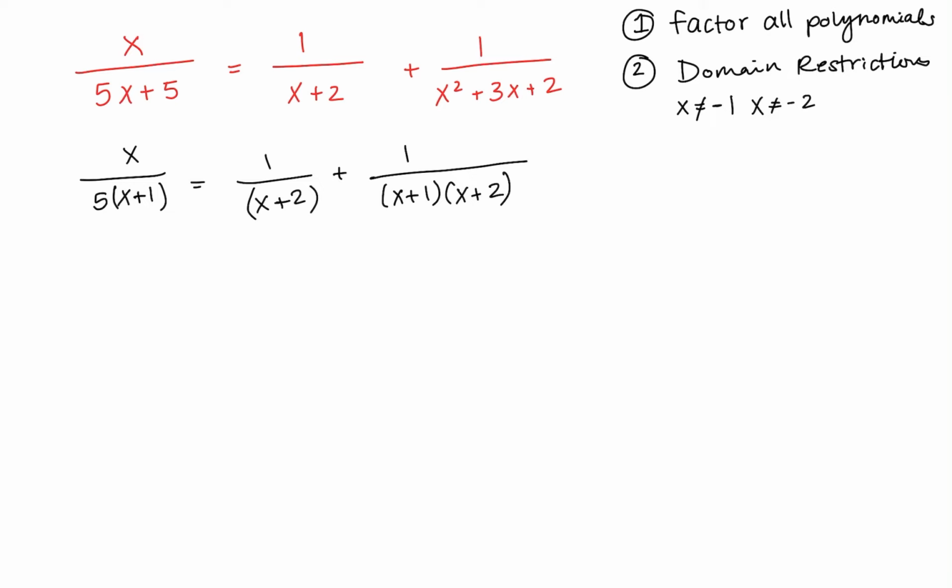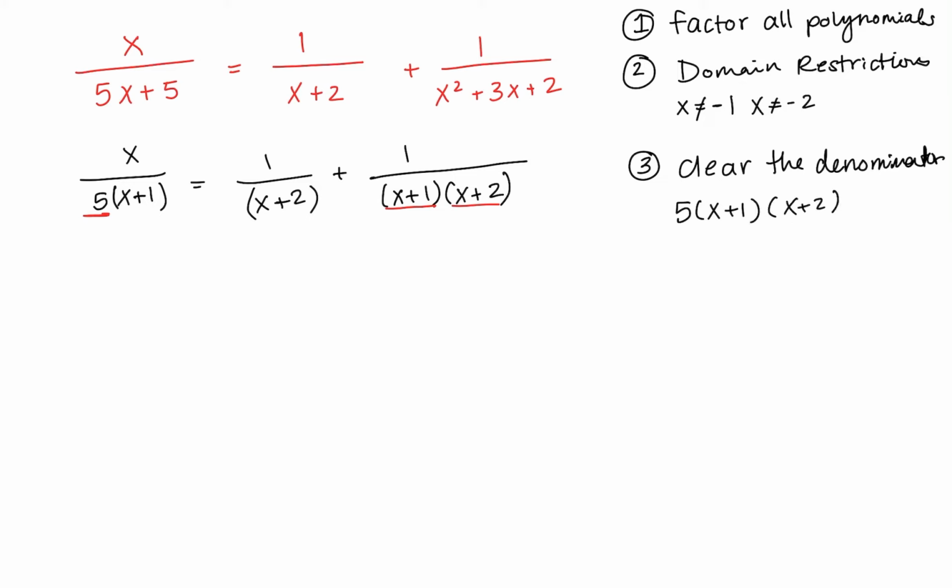So I see that I have x plus 1 as a term, x plus 2 as a term, but I also have this 5. So I'm going to multiply the whole equation by 5 times x plus 1 times x plus 2. So for us, clearing the denominator here, we're going to multiply the entire equation by 5 times x plus 1 times x plus 2.